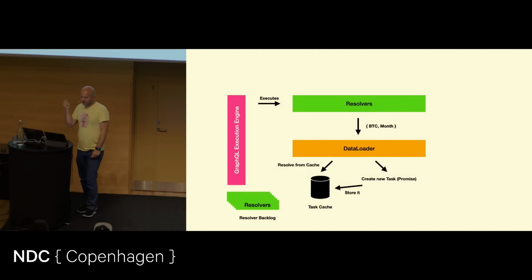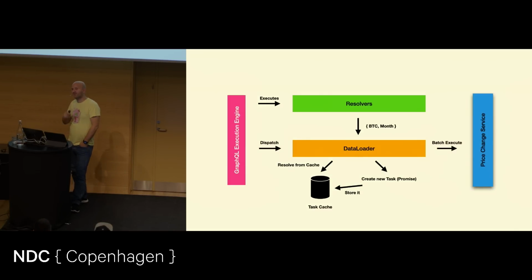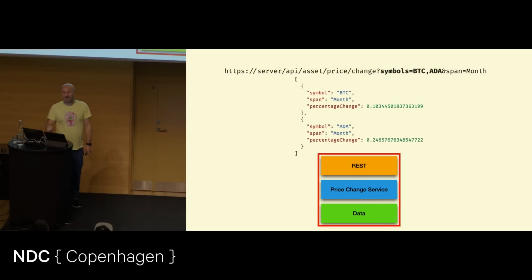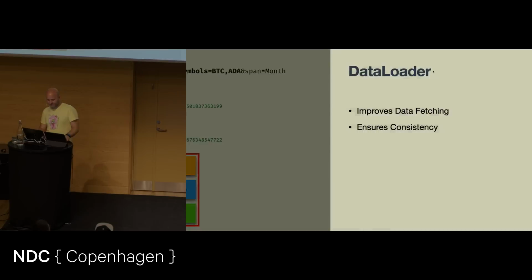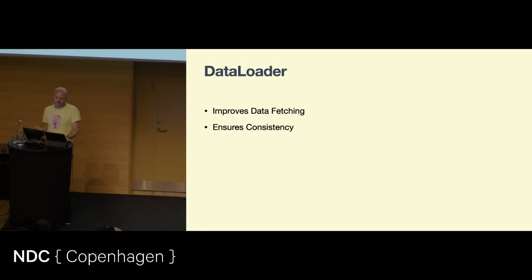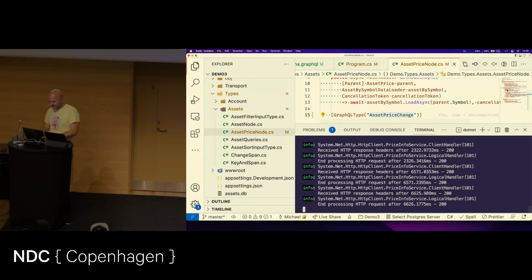So when the execution engine has executed all the resolvers in our pipeline, it would batch all the requests to that endpoint in one go. For this, our REST endpoint actually needs to be a batchable endpoint. In this case, I created that so I can ask for multiple symbols at once. And the data loader improves data fetching and ensures consistency in one request. So let's have a look at how that looks.